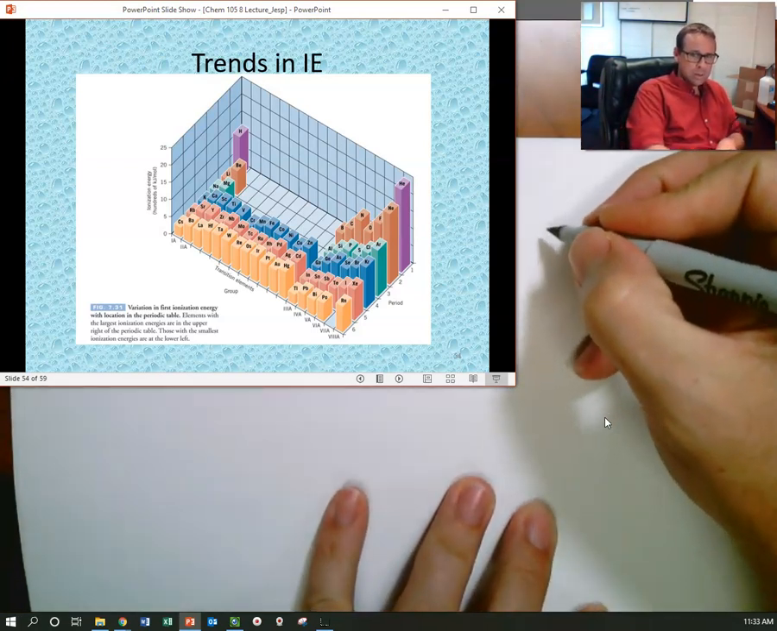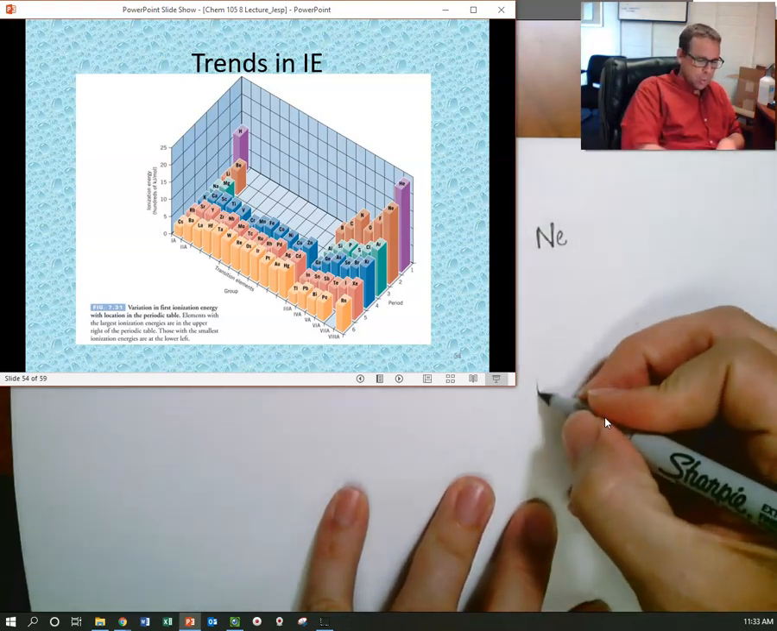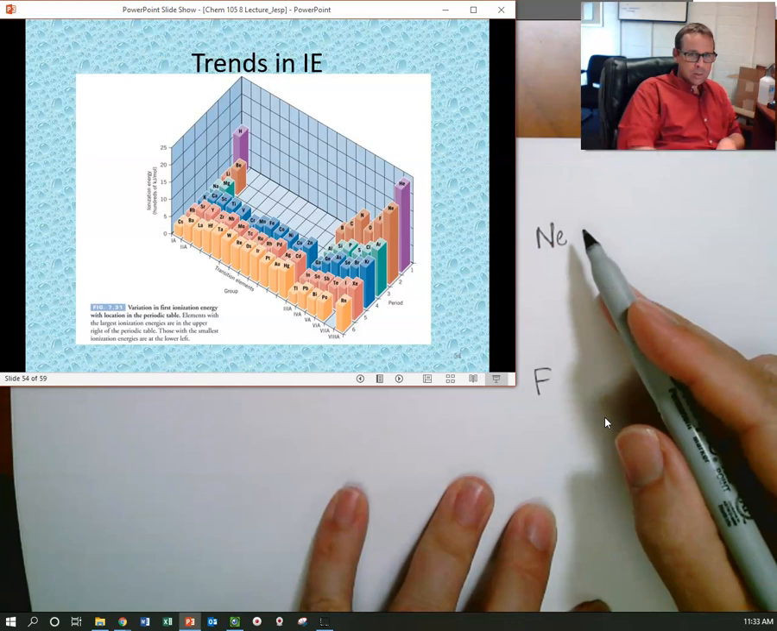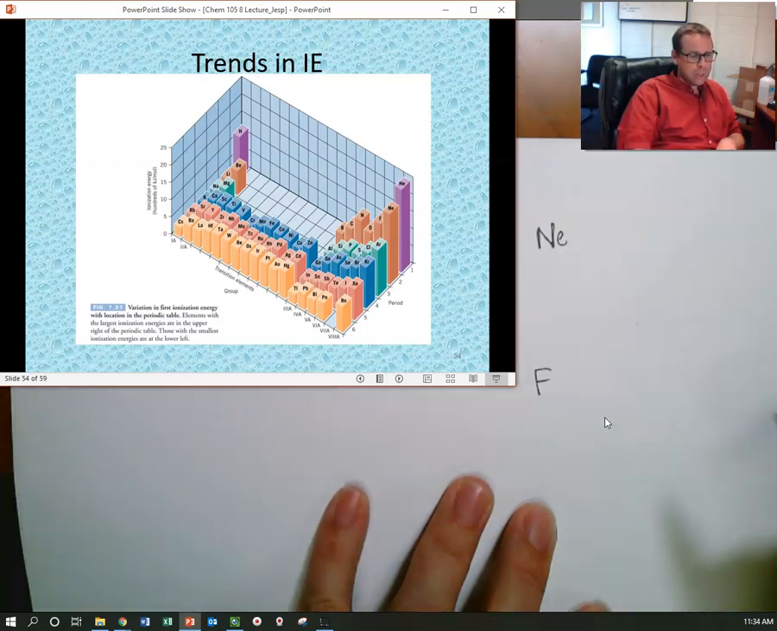Because it wants to keep its electrons more. That's true, but why? Why does fluorine have a stronger attraction to that electron? Sorry, neon has a stronger attraction than fluorine.